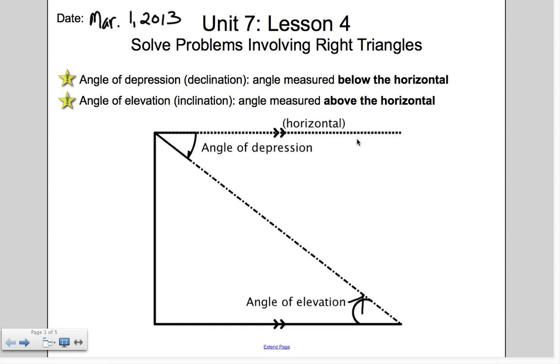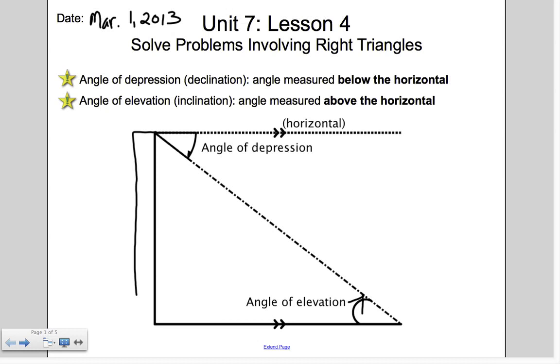So if I was standing on the top of a building or something, and I'm looking down, it's almost like, how much do I have to tilt my head? What's the degree that I have to tilt my head? If my eyes are parallel to the ground, that's the horizontal line. So how much down do I have to look? That's the degrees that you have to look down.